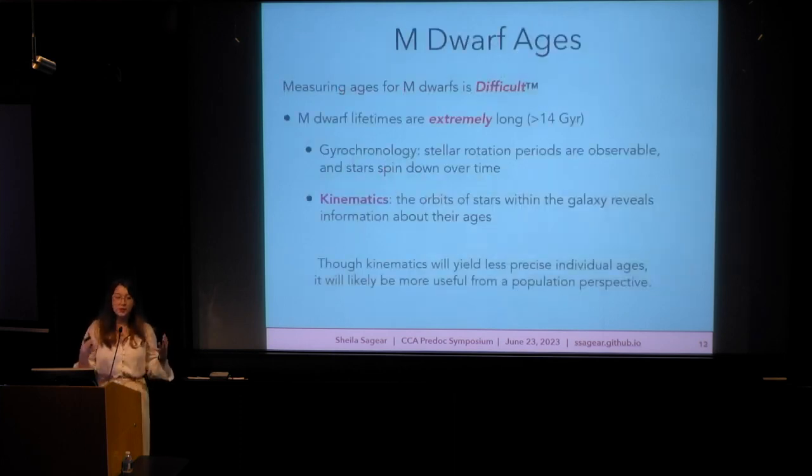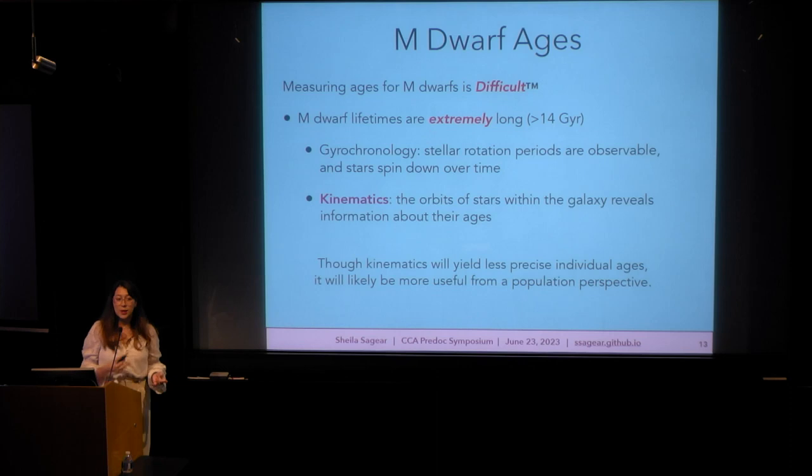So this is a tall order. I realize that because measuring ages for M-dwarfs is extremely, extremely difficult. You can't just look at an M-dwarf and even guess how old it is, as we all know, because their lifetimes are extremely long. They change so little throughout their lifetimes. But there are a couple ways that people have figured out how to extract ages from these M-dwarfs.